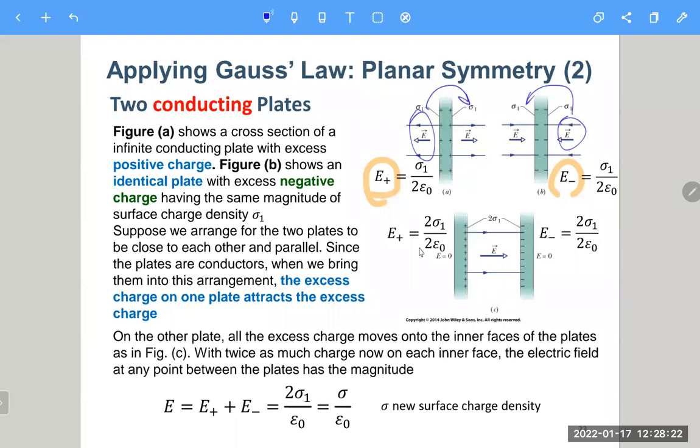So in between, we have E plus plus E minus, which will also be 2 sigma 1 over epsilon naught. And here we define this sigma as a new value, sigma, because this sigma is 2 times sigma 1. Originally half of the charge was on the left side, half of the charge on the right side, so they were sigma 1. And here, all the charge goes to the right side. So sigma is 2 times sigma 1 here with this expression.